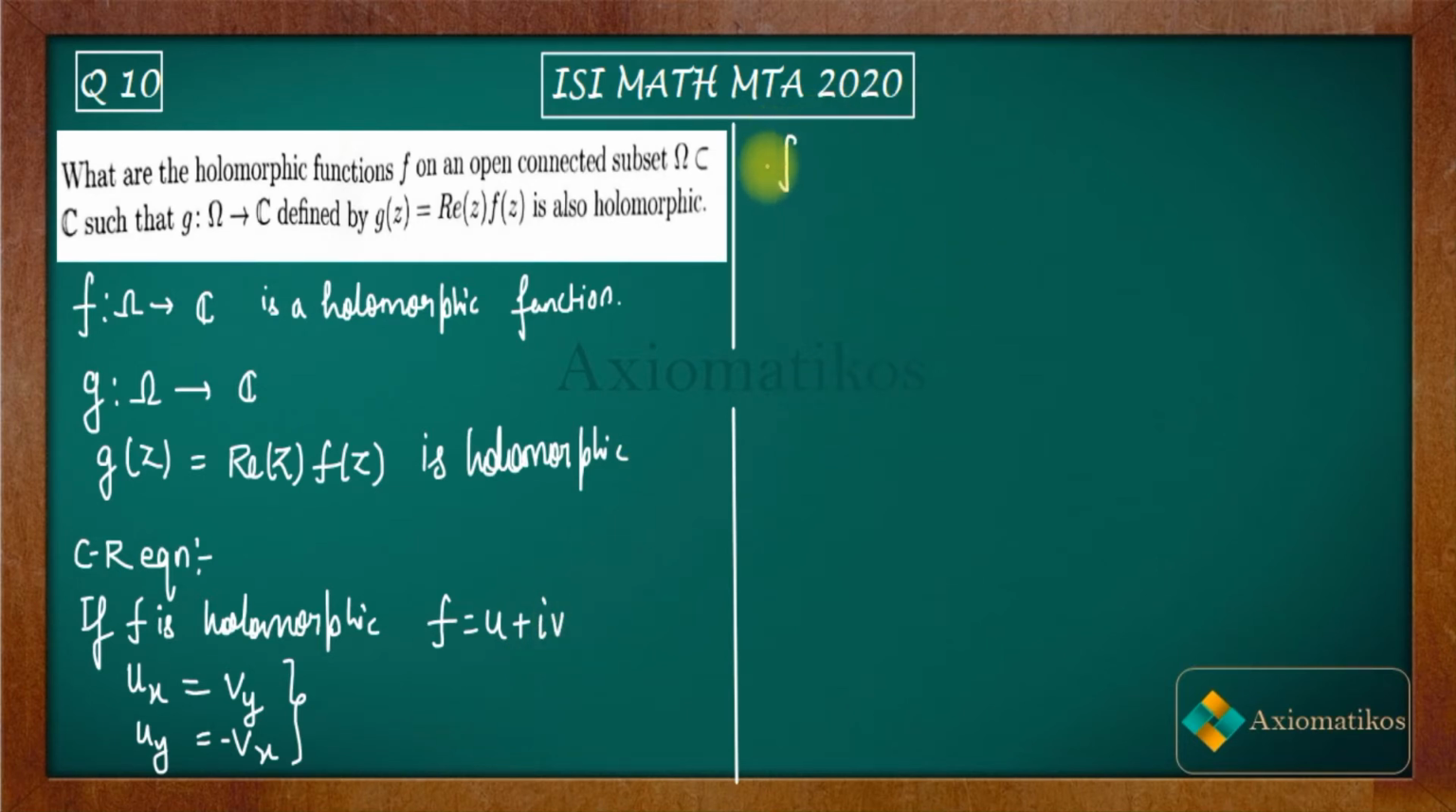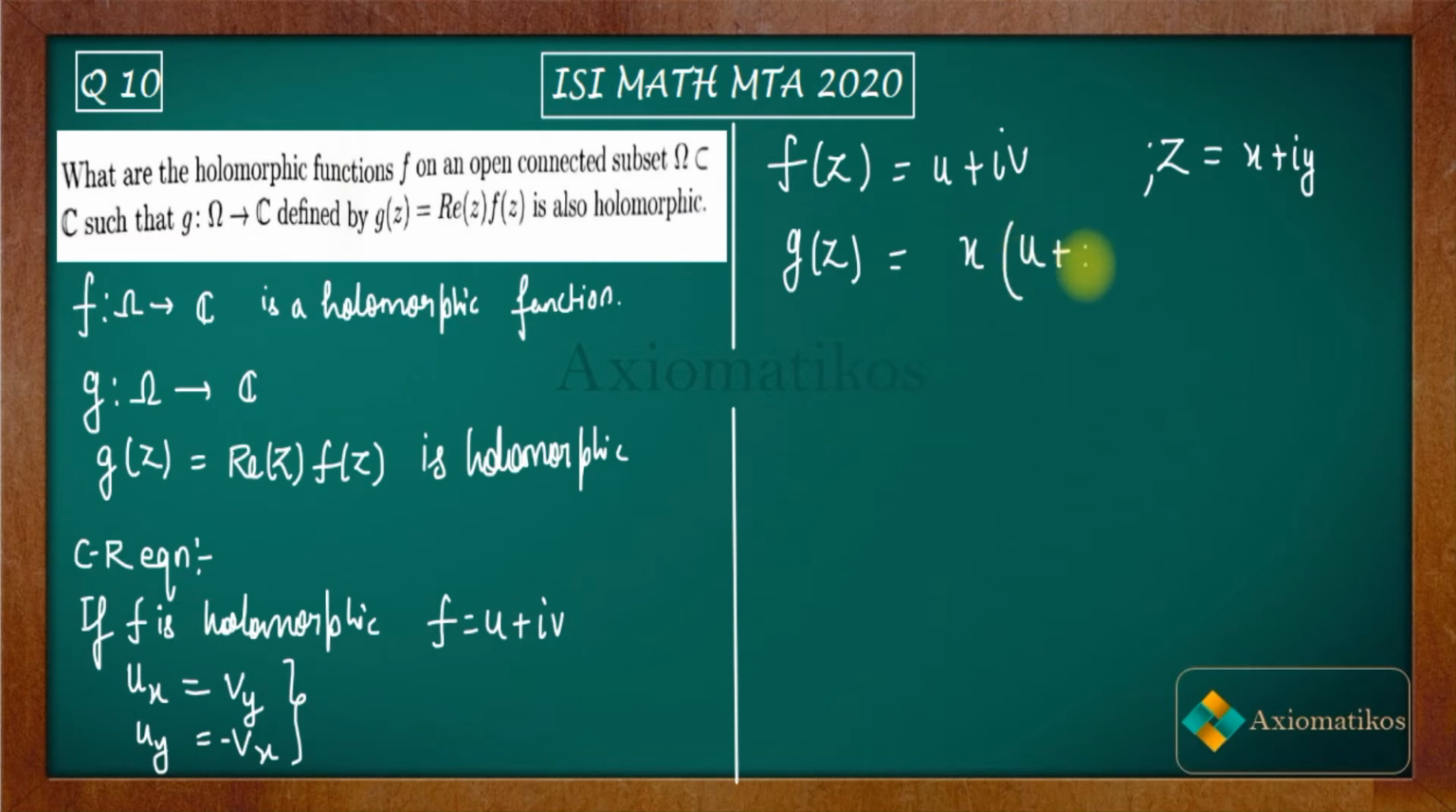Now let us say your function f(z) is given by u plus iv. What will happen then? Your function g(z) will look like this. Consider z as x plus iy. Your function will look like x times f(z), which is x times u plus iv, that means xu plus i xv. Now this is your new u, let us call it u star, and this is your new v, let us call it v star. We want a condition on f such that this function g becomes holomorphic.